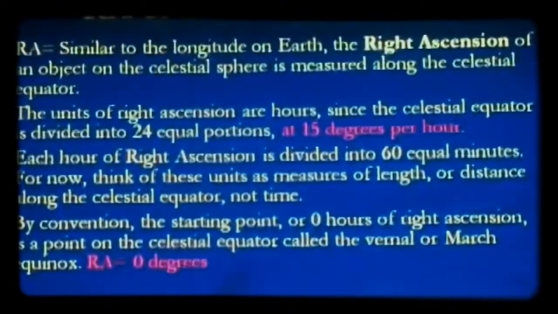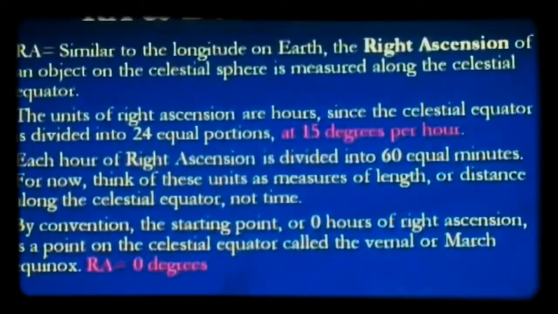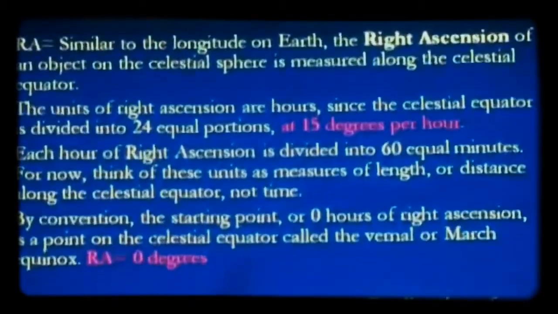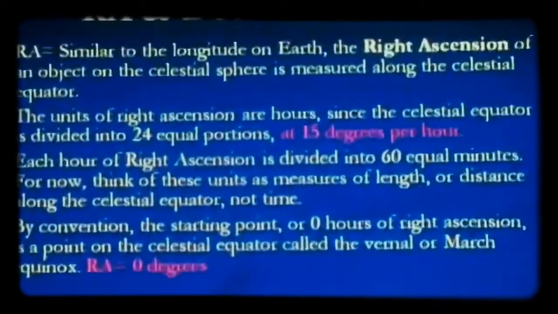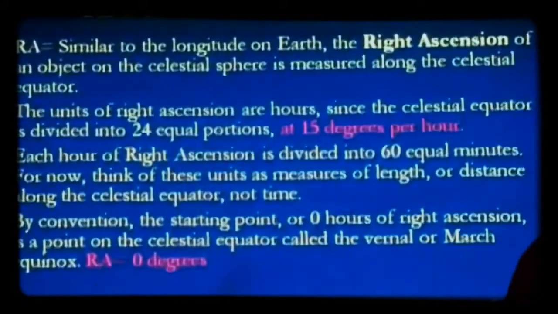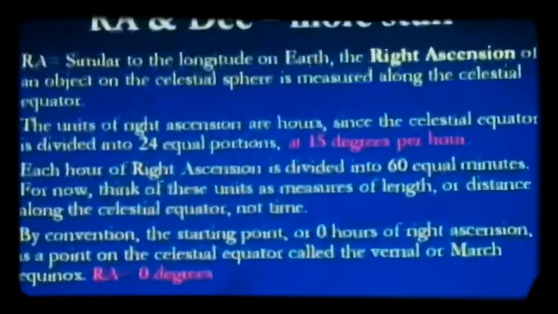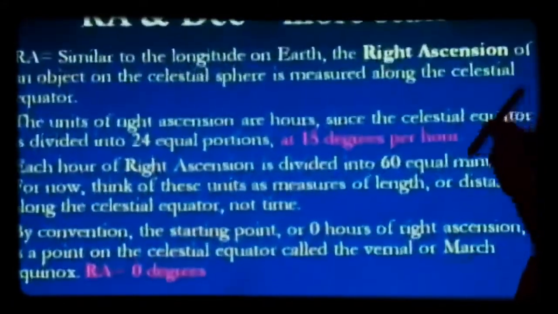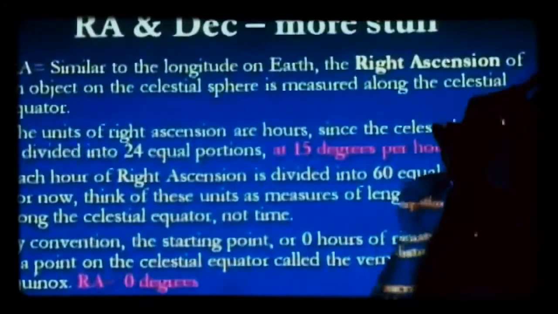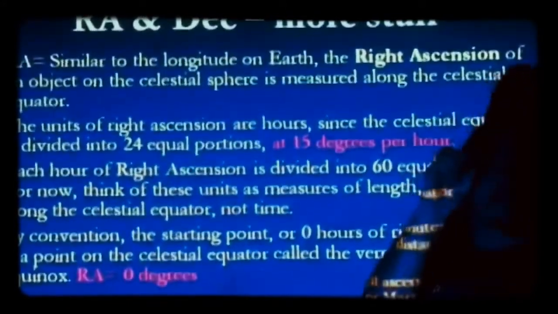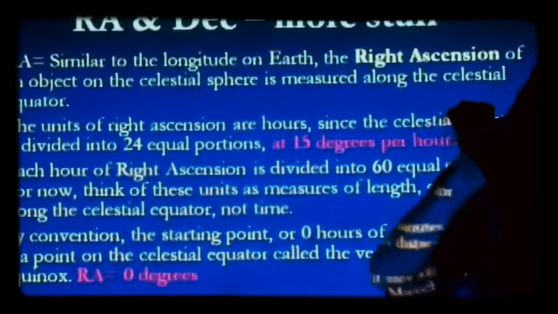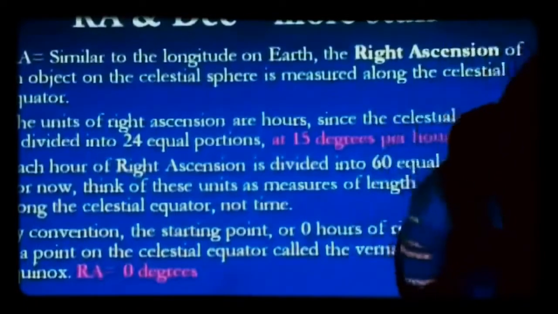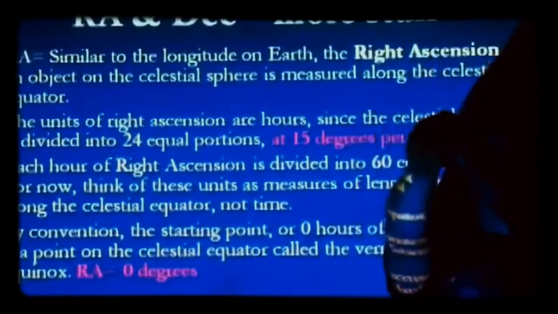By convention, the starting point, or 0 hours of right ascension, is a point on the celestial equator called the vernal or March equinox, where right ascension equals 0 degrees. There are 2 times a year that we have an equinox. One is called the March equinox, and the other is called the autumnal equinox. Everybody knows that the Earth is tilted. The axis of the Earth is tilted relative to the rest of the solar system. So as the globe revolves around the sun, it's going to be at a tilted axis like this. If my fist were the sun, twice a year, this axis neither leans towards the sun nor away. It is exactly neutral twice a year, once during the autumn equinox and once during the vernal equinox in March.